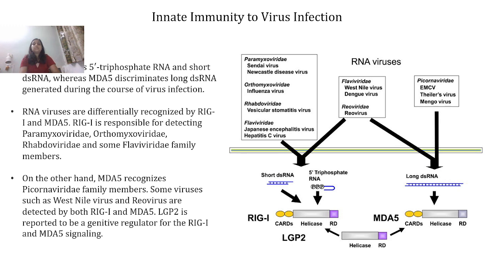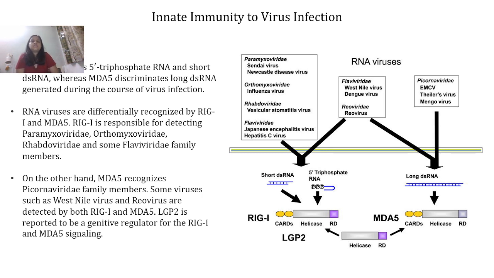So first, innate immunity to virus infection. We all know that innate immunity is the first line of defense. So this innate immunity can itself first clear the infection without the help of any adaptive immune response. So first we are going to see what is the innate immune response to virus infection.